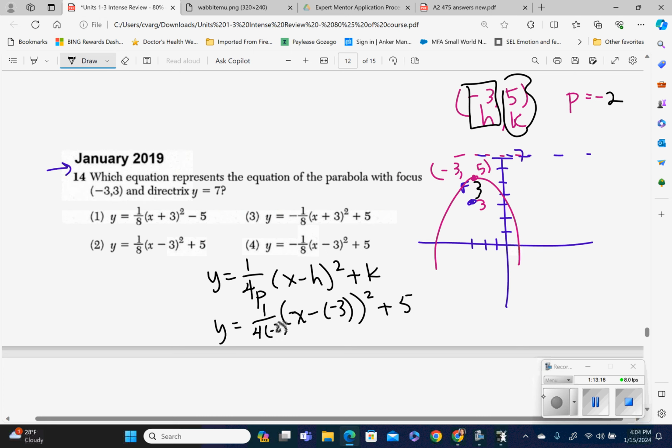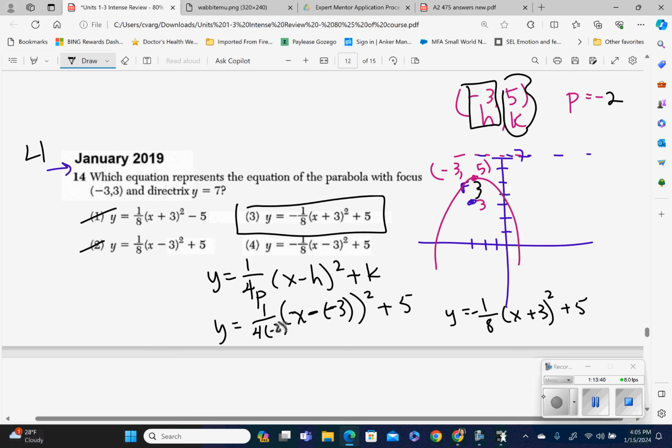So 4 times negative 2 is negative 8. Automatically, these two are out. Negative is going to give me a positive. So this is y equals 1 over 8, this is negative, x plus 3 squared plus 5. Which one matches that? Choice 3. Okay. This is level 1.